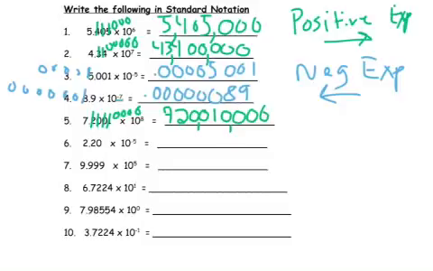The next one is negative, so I'm moving to the left 5 times. 1, 2, 3, 4, 5. Decimal point with your 4 zeros, then 2, 2, 0.